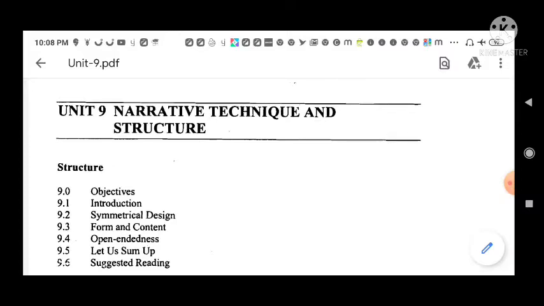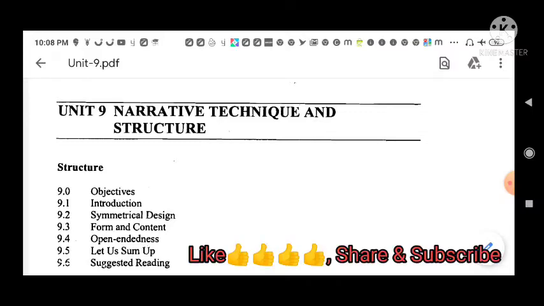Okay, so today we will go through Unit 9 of MEG 6 American Literature, the narrative technique and structure. I will discuss the narrative technique and structure of Nathaniel Hawthorne's The Scarlet Letter. Here is the main chapter of Unit 9, narrative technique and structure. In most exams, they ask about the narrative technique and structure of The Scarlet Letter.